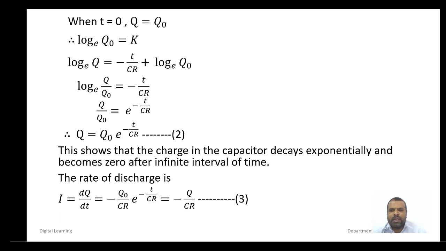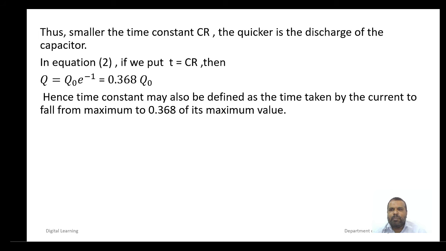The rate of discharge is I is equal to dq by dt, that is equal to minus q naught divided by CR into e raised to minus t divided by CR, that is equal to minus q divided by CR. Call this equation number 3. Thus, the smaller the time constant CR, the quicker is the discharge of the capacitor.